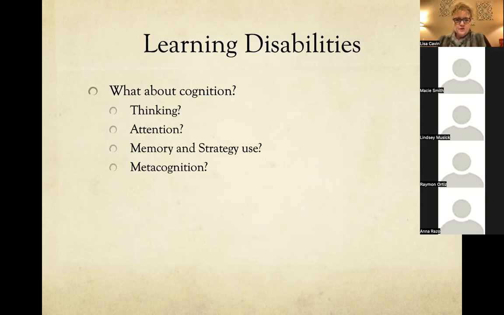And then there's this word called metacognition. And that means, how do you think about thinking? How do you organize the way that you think, or are your thoughts more chaotic and scattered?